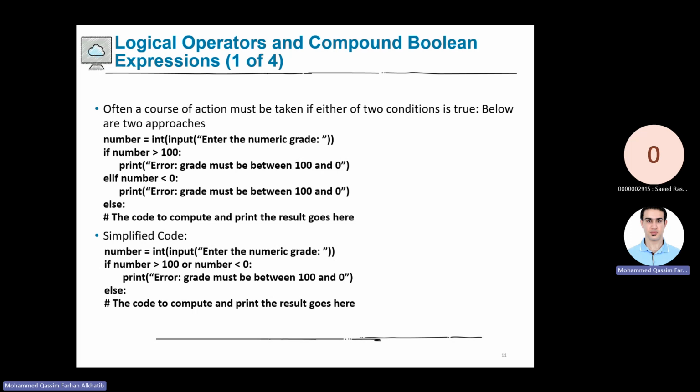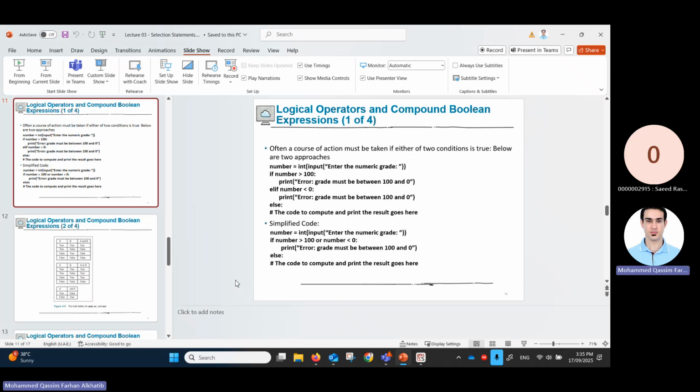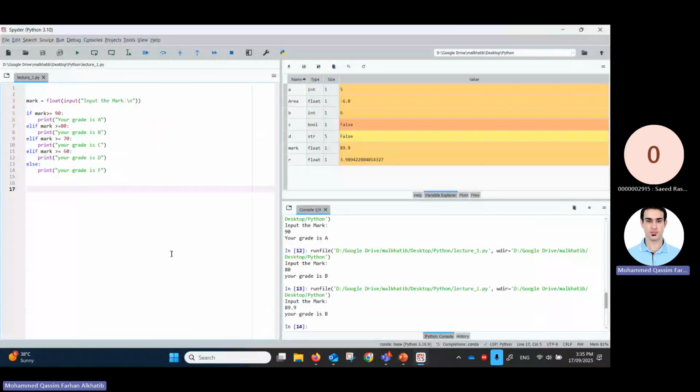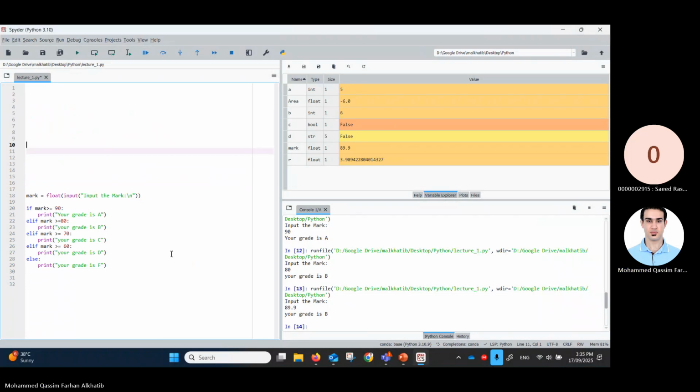So let's see how I will upgrade my code right now into checking between 0 and 100. Okay, so I will leave this code segment here. I may use it later. So we'll do it like this, again from the first input statement, mark.